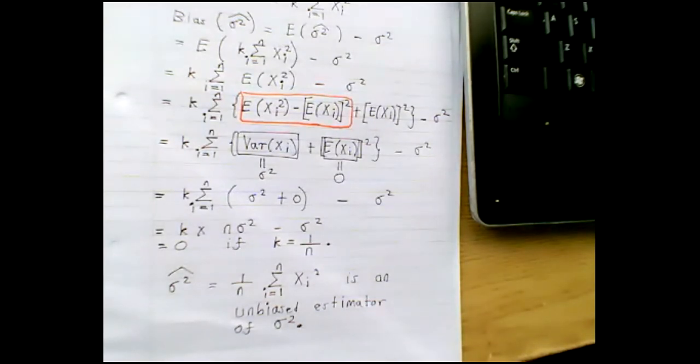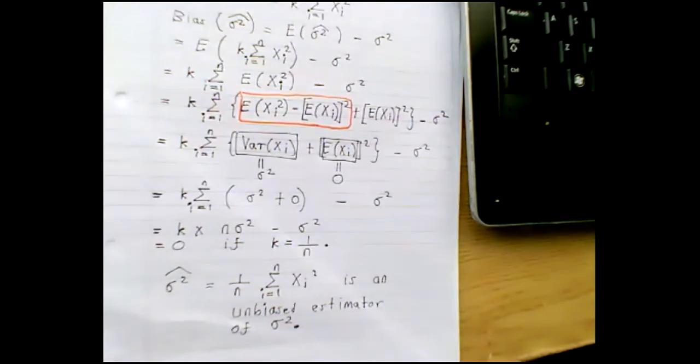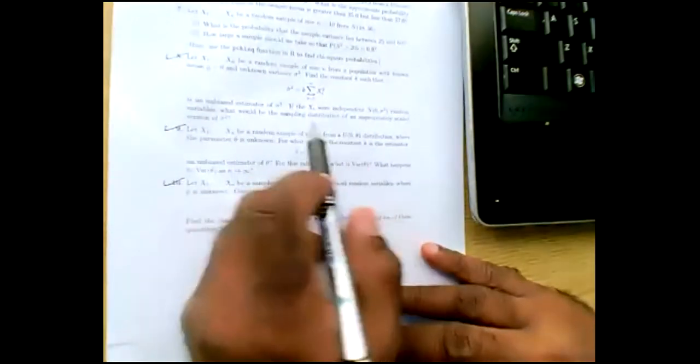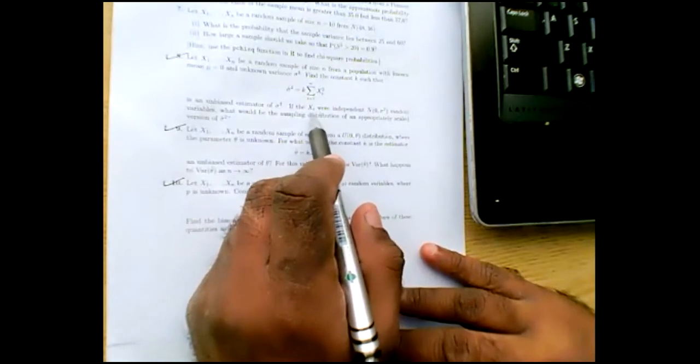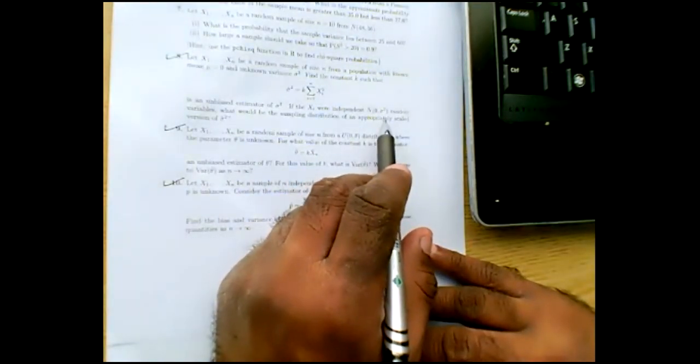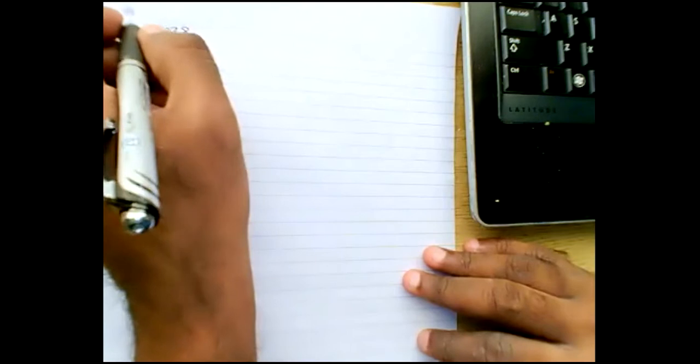All right, so that's part 1. Now let's go to part 2. The second part of question 8 is to find the sampling distribution, assuming that the xi are independent normal with mean 0 and variance sigma squared. Let me show you how to do this. This is still question 8, part 2.